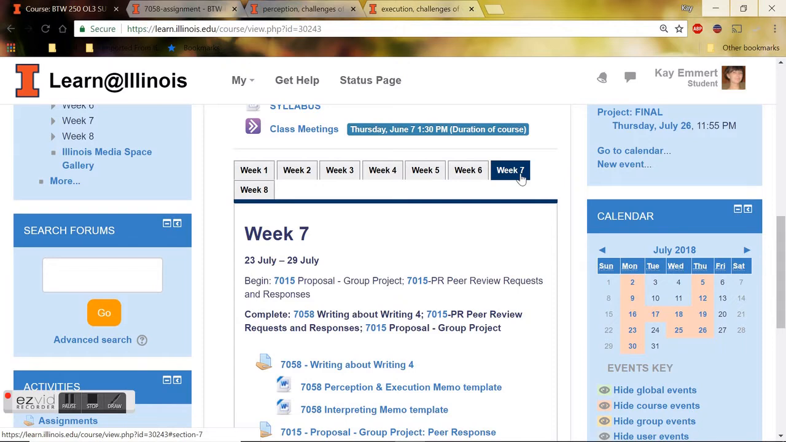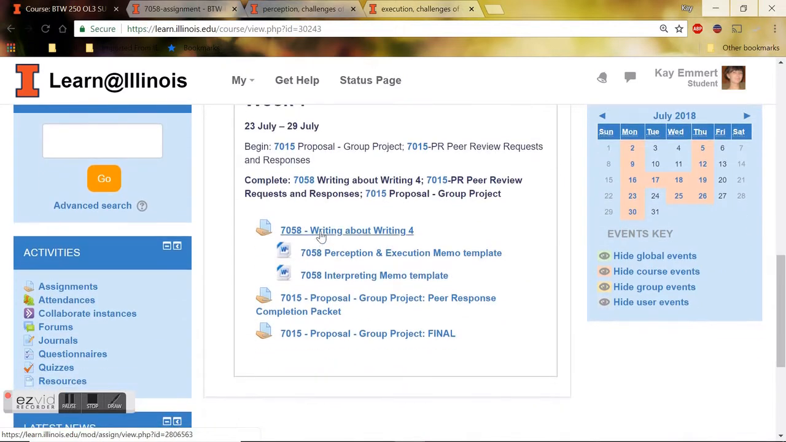Okay, so to find out more about this assignment, we want to scroll down in our course Moodle and you can find most of the content for this under week 7. So here is our submission deadline. Make sure you submit everything complete in one Word document by the deadline. And you see that I've got a couple of templates for you that I will be using in this tutorial.